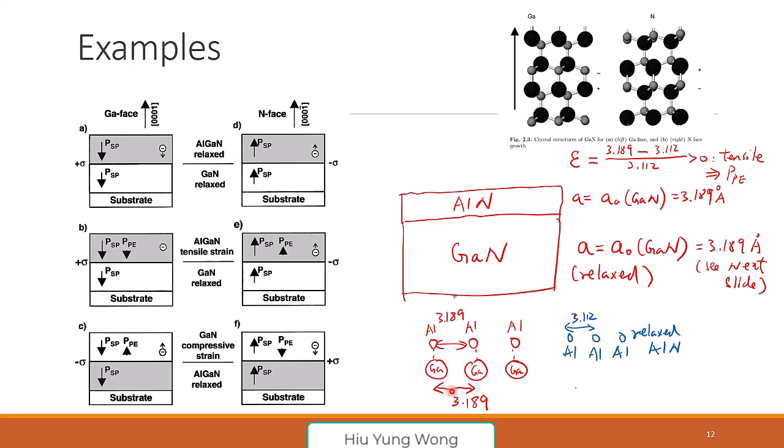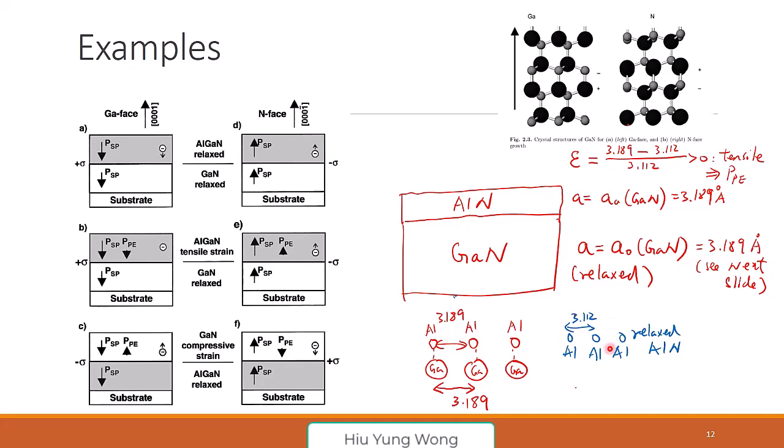Okay, great. Then basically this is what I'm trying to say. I have a relaxed gallium nitride. The lattice constant is 3.189. This one grows on top of it, we call it pseudomorphic growth. Then it also has the same lattice constant, 3.189. So it means it's under strain, right?